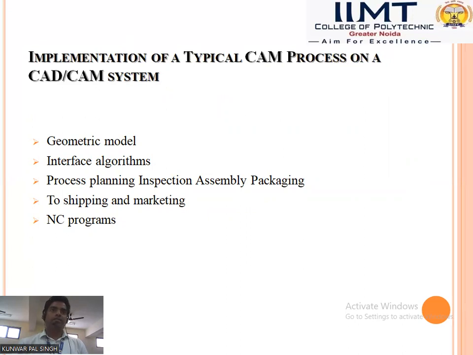Implementation of a typical CAM process on a CAD/CAM system. Implementation of CAM process. We start very first with the geometrical model. Then we need the interface algorithm. Then after process planning, inspection, assembly, packaging, then shipping and marketing, and NC programming. So these are the steps which are used in the CAM processes.